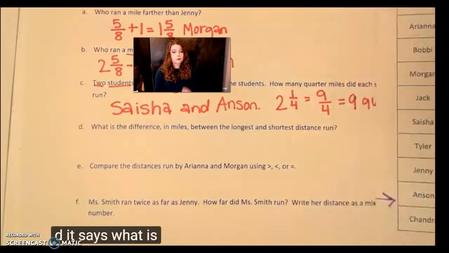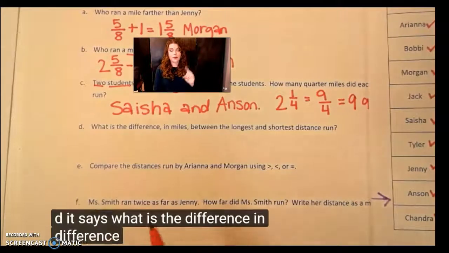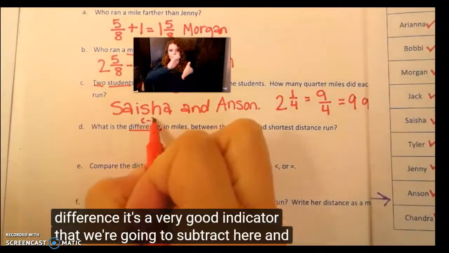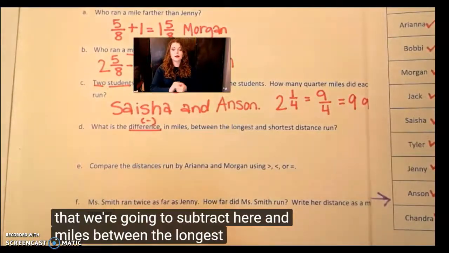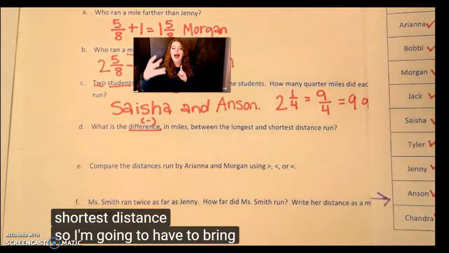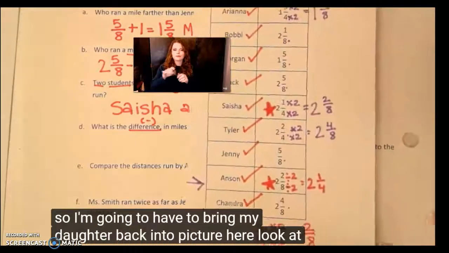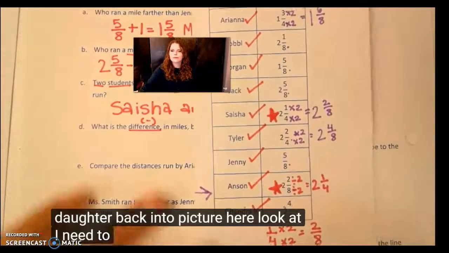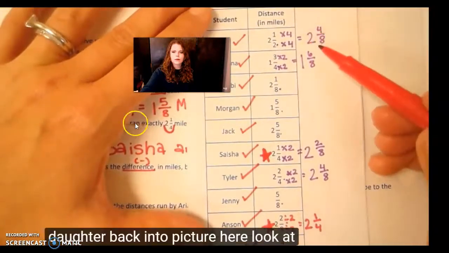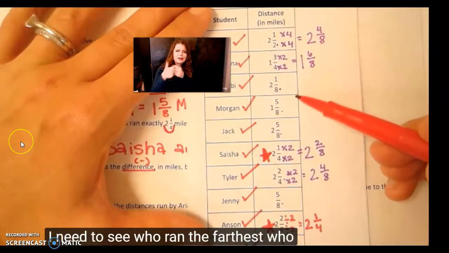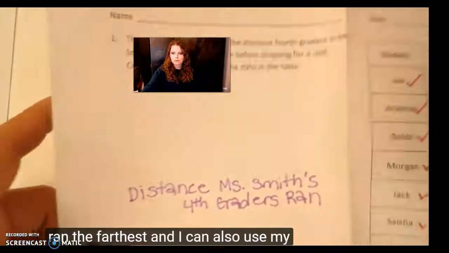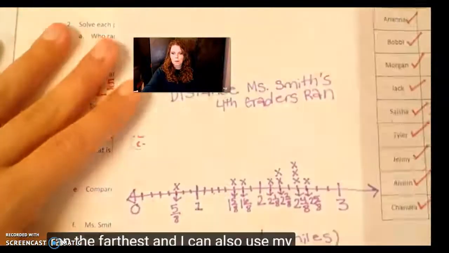D, it says, what is the difference? In difference, that's a very good indicator that we're going to subtract here in miles between the longest and the shortest distance. So I'm going to have to bring my data back in the picture here to look at. I need to see who ran the furthest. Who ran the furthest? And I can also use my line plot. Which one ran the furthest?